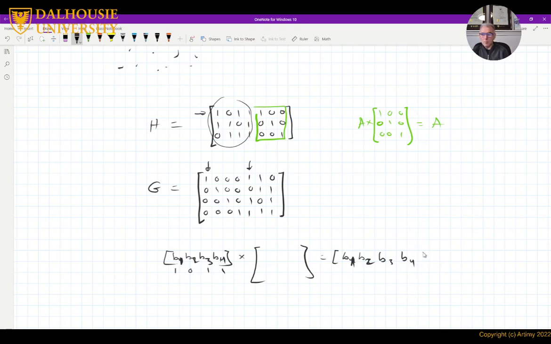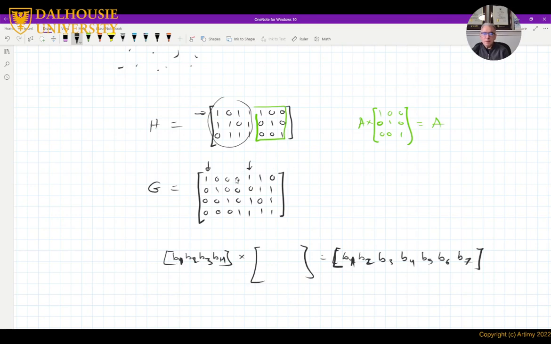So B5 will be the result of B1 plus B3 plus B4. B6 will be the result of B1, B2, and B4. And finally, B7 will be the result of B2 plus B3 plus B4. Right? So this is how I end up with my code word that I will send to the other side. Right?